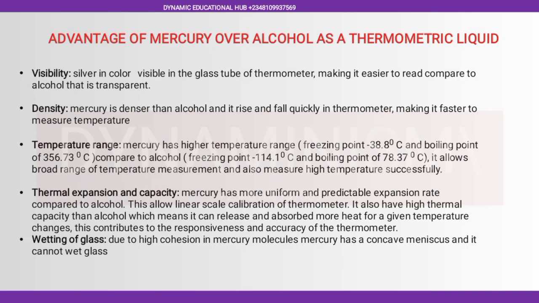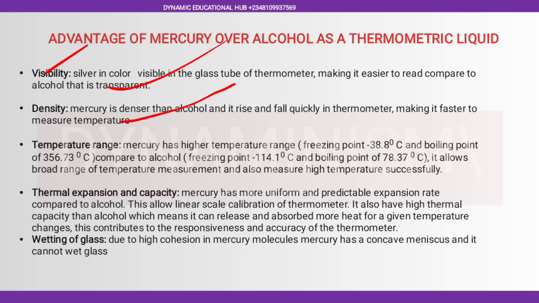So the next one is the advantage of mercury over alcohol as a thermometric substance. If you are writing WAEC, you should know this, and you can even be asked in JAMB. Now, visibility: the first one is, mercury is silver in color, visible in the glass tube of the thermometer, making it easier to read compared to alcohol that is transparent. The next one is density. Mercury is denser than alcohol and it rises and falls quickly in the thermometer, making it faster to measure temperature.